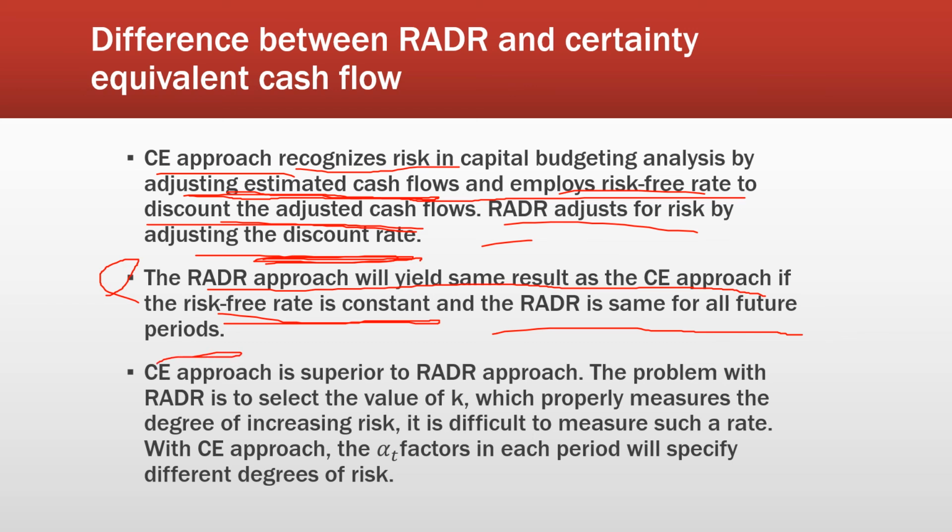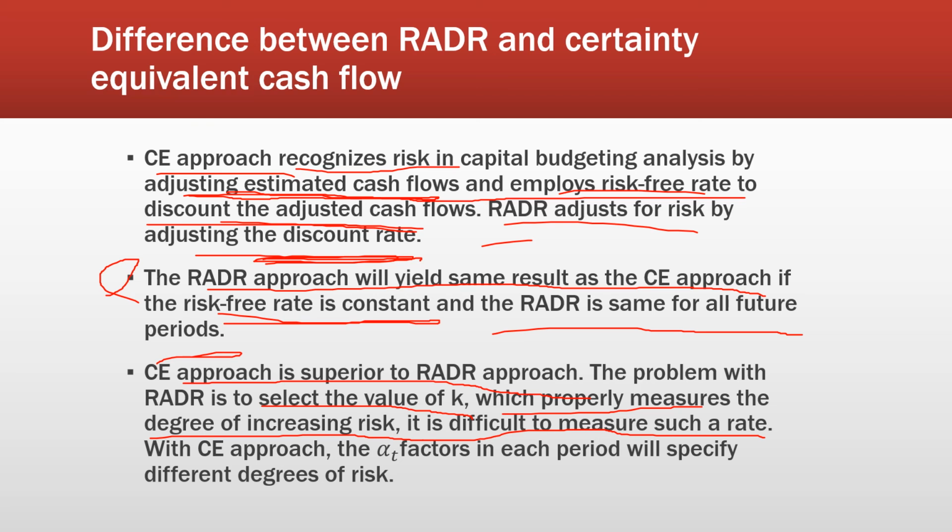Next, the CE approach is superior to the RADR approach. The problem with RADR is to select the value of K. In the formula, we will find a value of K. To select that particular value of K which properly measures the degree of increasing risk, it is difficult to measure such a rate. With time the risk changes. It may increase or it may decrease, but for RADR to select that particular rate, it will increase or decrease. That is much more difficult.